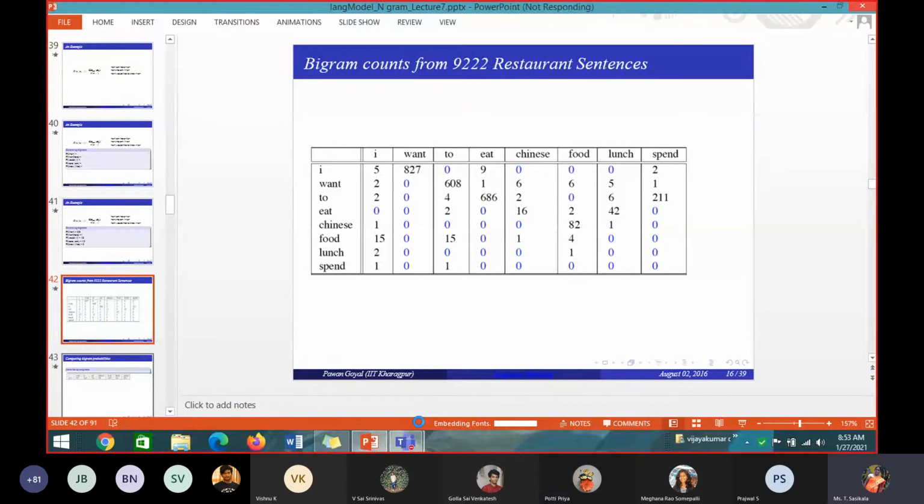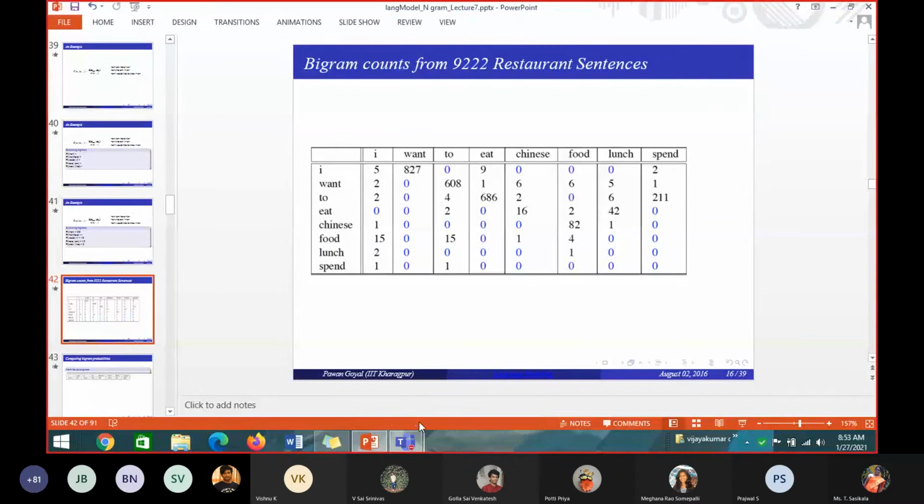What does 827 represent? Want followed by I, perhaps. No. I followed by want. Very good. I followed by want. Can you tell me what the 686 represents? To followed by eat. Okay, so "to" followed by "eat". Can you tell me from this table what you are inferring?